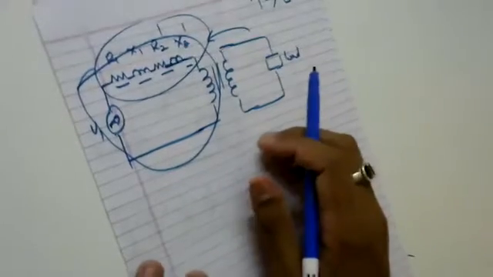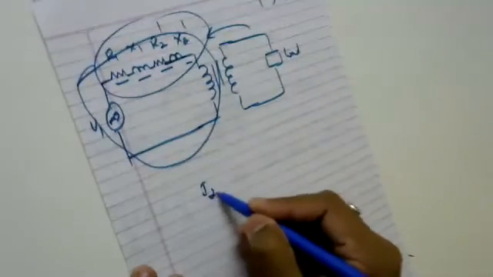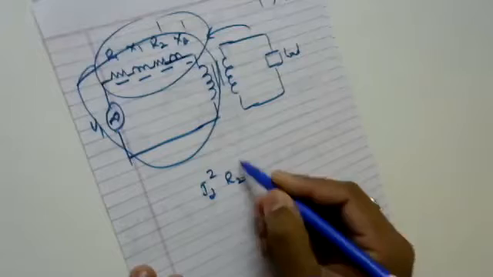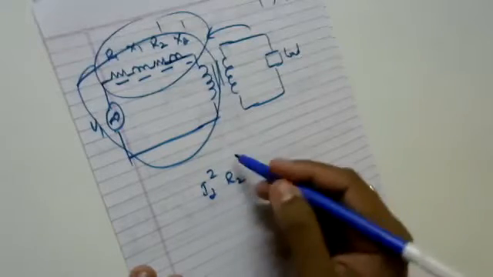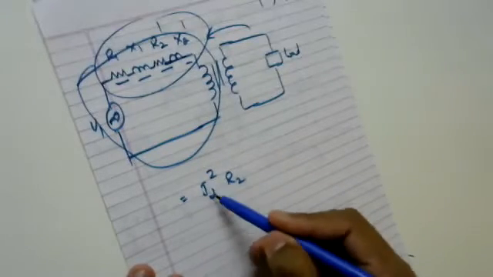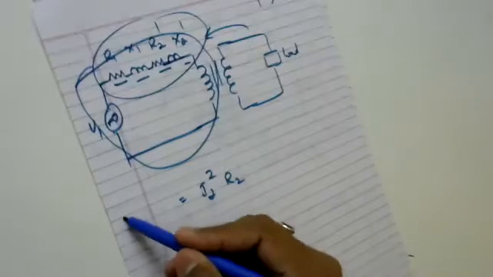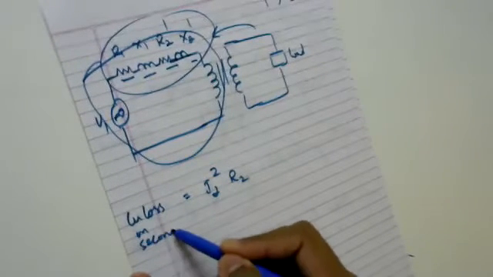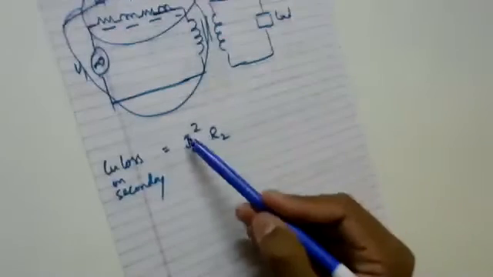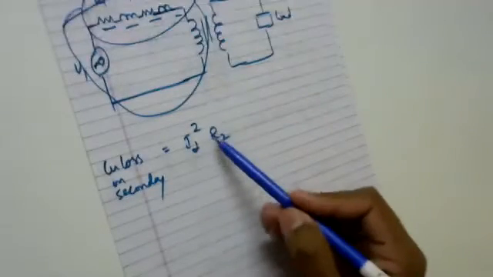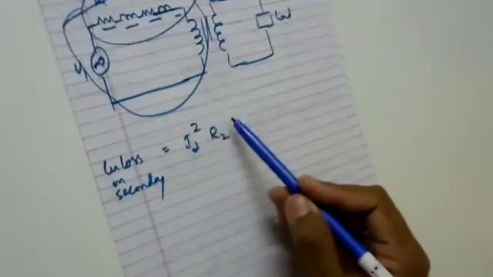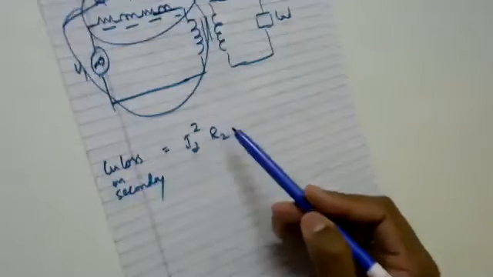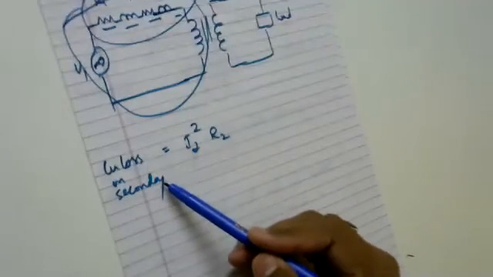Okay, now let me say that I2 square R2 is the amount of copper loss which was occurring on the secondary side. Yes or no? Because I2 is the secondary current, and R2 is the resistance of the secondary winding. So I2 square R2 is nothing but the copper loss on the secondary.